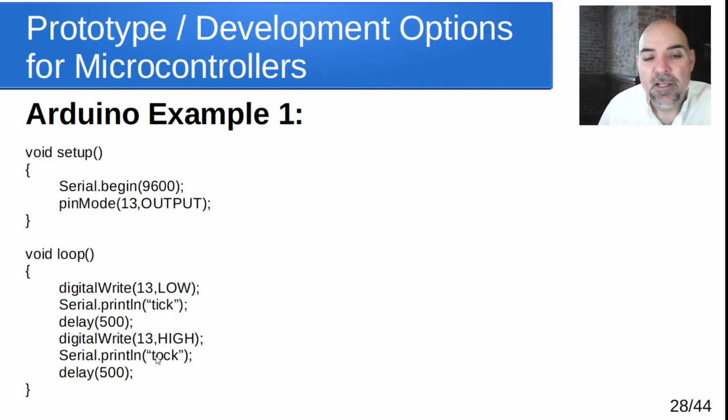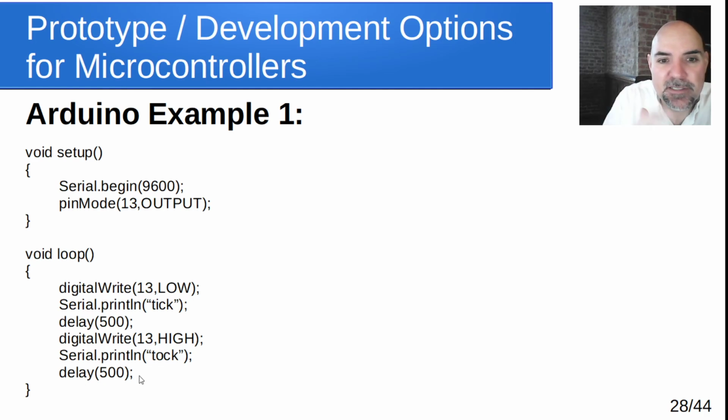All right, so here's a full example. Notice it says serial.begin 9600. That sets it up to send or receive data from the PC through that USB port. And then here, pinMode 13 sets the LED pin as an output. Then we set the LED low, we print out tick, we wait for half a second, we set the LED high, we print out tock, we wait for half a second.